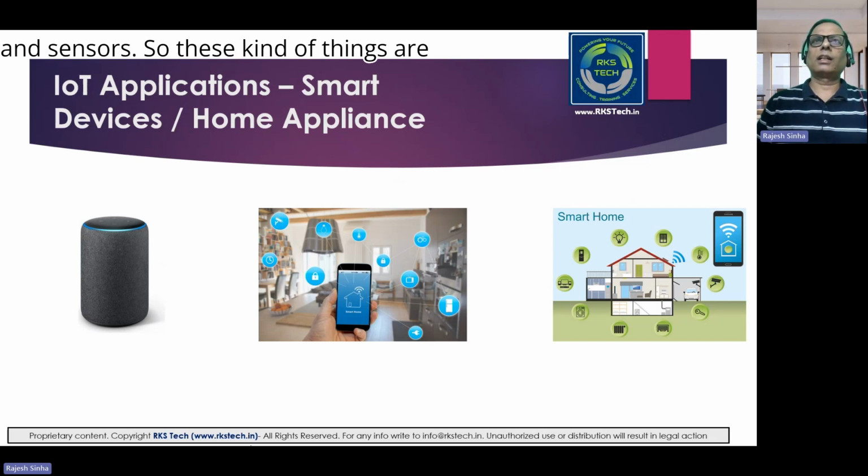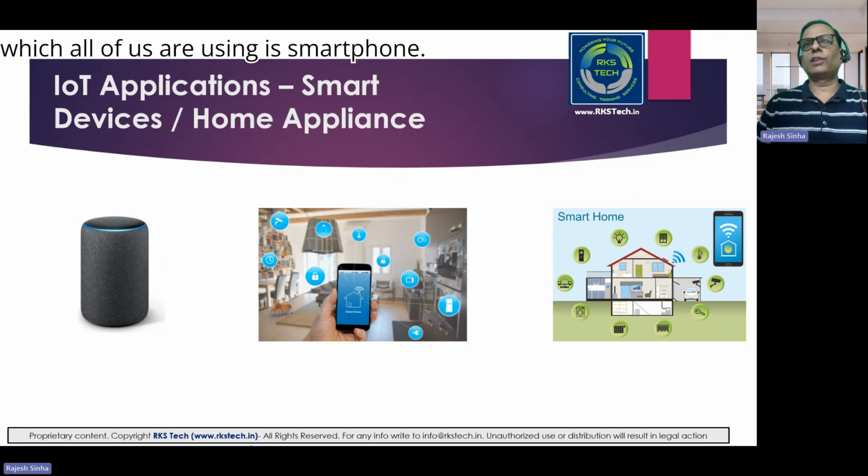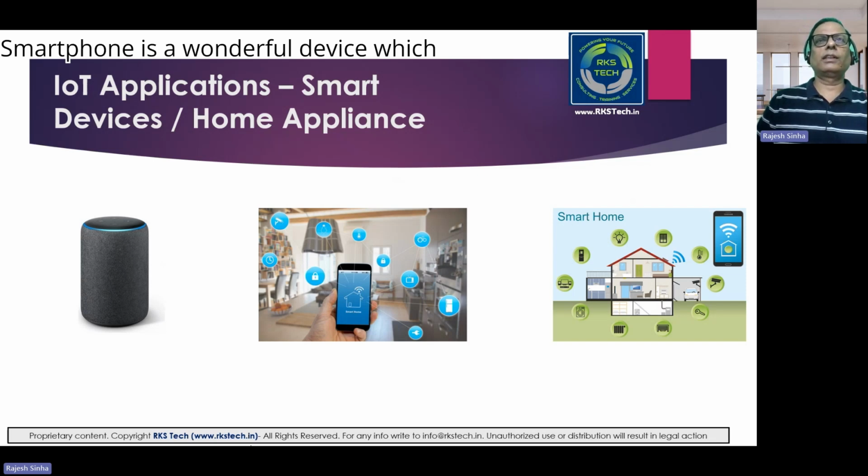So these kinds of things are getting implemented, which we may be experiencing in our day-to-day life. In addition to smart home, we have so many smart devices which we may all be using. One of the very common devices which all of us are using is the smartphone. A smartphone is a wonderful device which has lots and lots of features. It has so many different kinds of sensors, and we all experience it on a day-to-day basis.